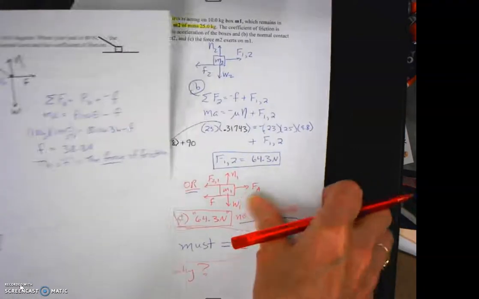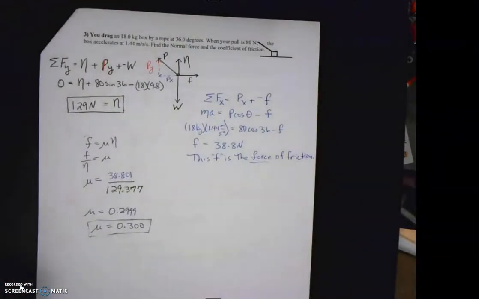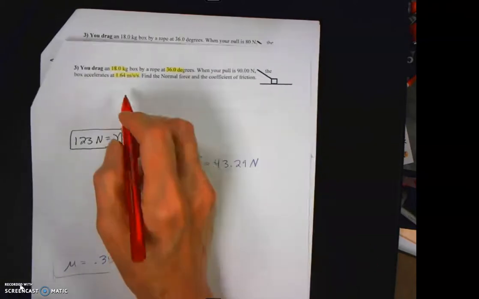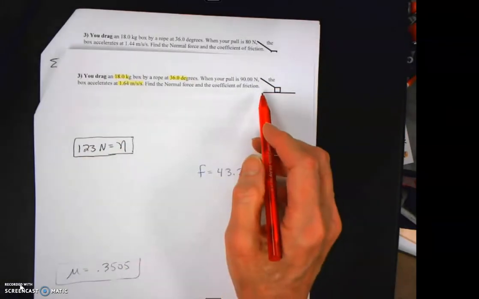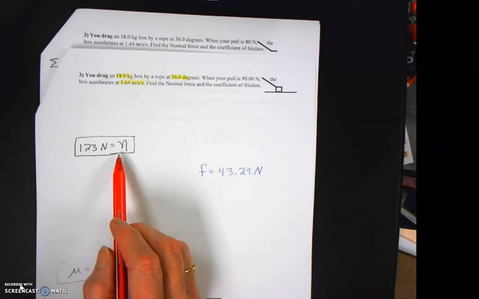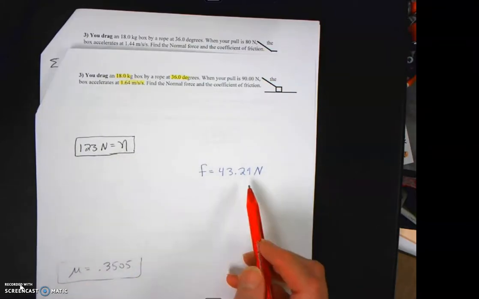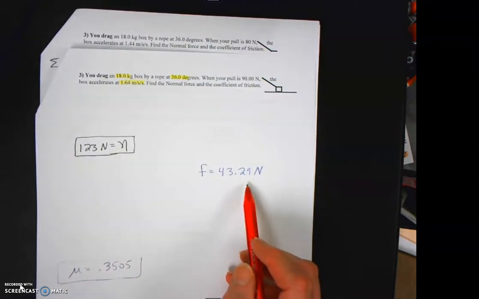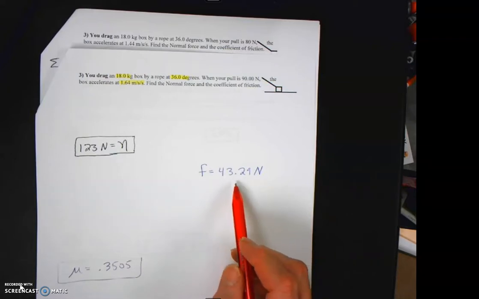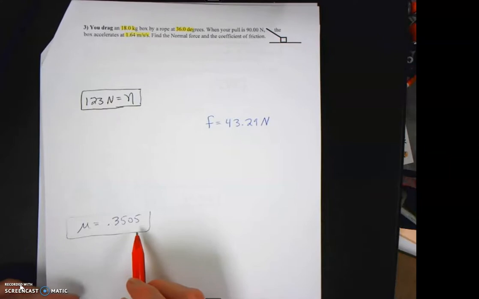On the other version, we had some slightly different numbers on that box dragging. It was still an 18 kilogram box at 36 degrees, but the acceleration of the box was different and the pull was different, giving us a normal force of 123 newtons, a frictional force of 43.29 newtons. Remember, you don't have to calculate the frictional force. That's why it's not boxed. What you needed was the coefficient of friction, which is about 0.35.